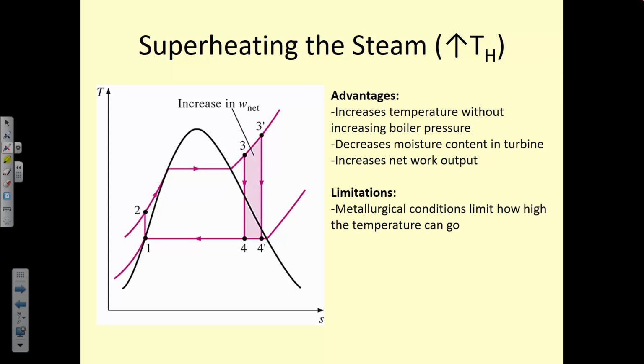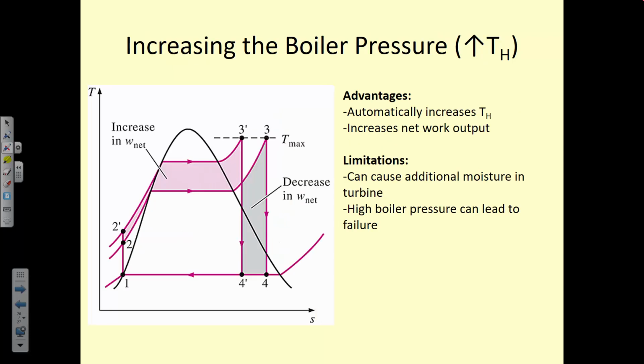Superheating the steam also serves to increase the net work, but we can only do it so far because we can go beyond the metallurgical constraints of the system, meaning the turbine is too hot, or we're not able to contain this high pressure, high temperature steam, and we start cutting people's broomsticks off. So it decreases moisture output at the turbine exit, but it's not always easy to do, and we're limited by the fuel sources that we have as well.